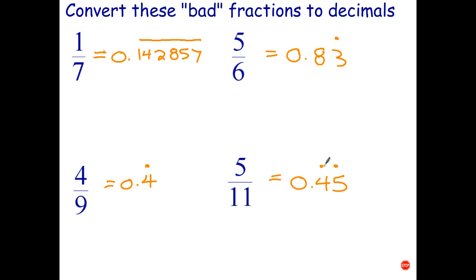So to convert bad fractions to decimals, in other words, ones that you can't do easily by converting to a common denominator of 10 or 100 or 1,000, then the best thing to do is to use a calculator.